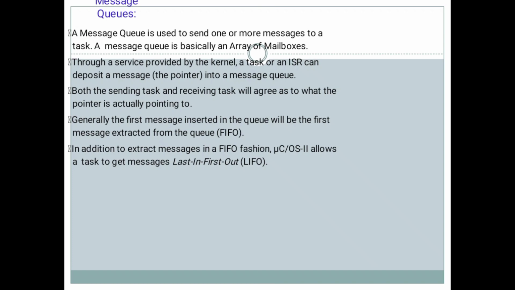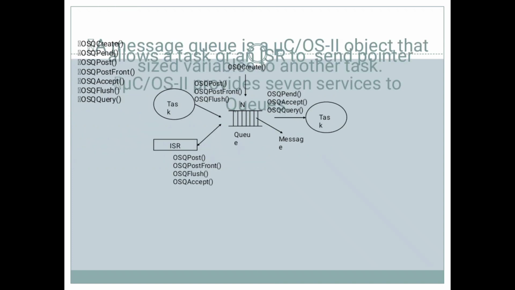A task or an ISR can deposit a message. Both the sending task and the receiving task will agree as to what the pointer is actually pointing to. Generally, the first message inserted in the queue will be the first message extracted from the queue, that is FIFO. In addition to extracting messages in a FIFO fashion, microcontroller OS II allows a task to get messages last in, first out. This is the program code which represents the task to be queued: create, pend, post, post front, accept, flush, query.